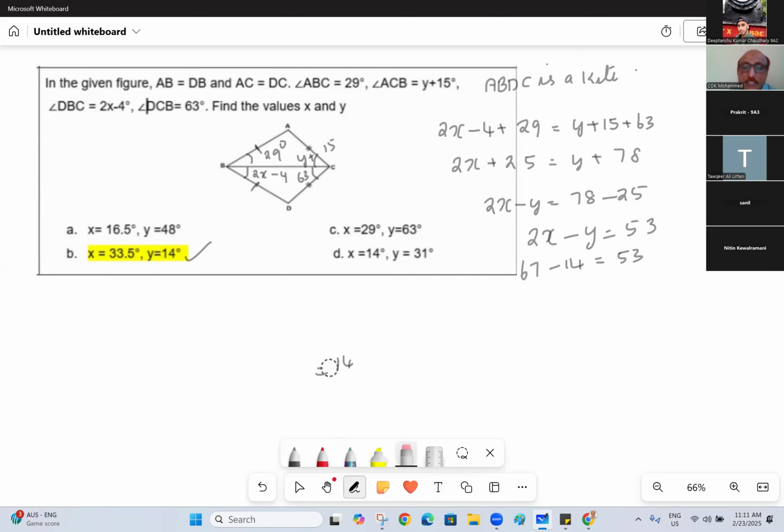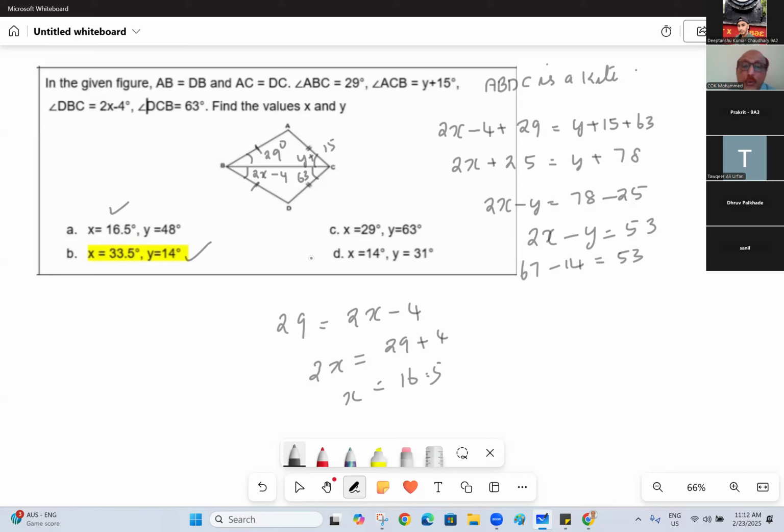29 is equal to 2x minus 4. That's what we're saying. You just check, 29 is equal to 2x minus 4, correct? Yes, sir. So that you can take. Okay, no problem. 29 plus 4, 33. You can take that. But then y is coming how much? X is coming 16.5. You take that. And then y is what? X is equal to 16.5. Here, actually, they have used this one. One pair of opposite angles of a kite are equal.